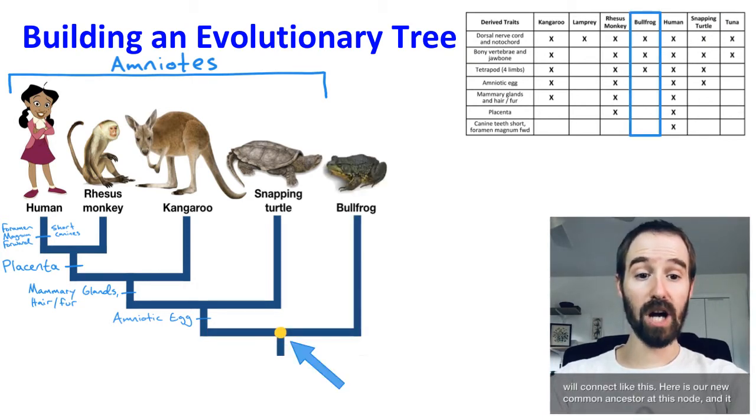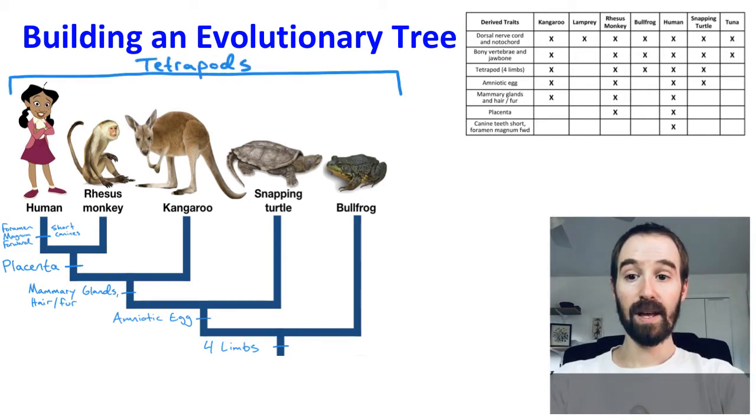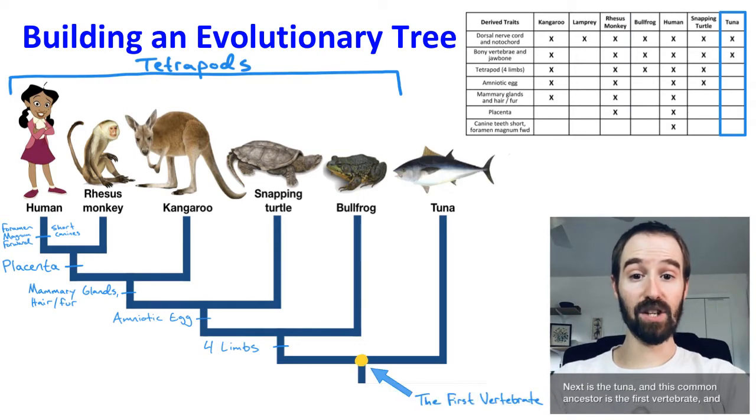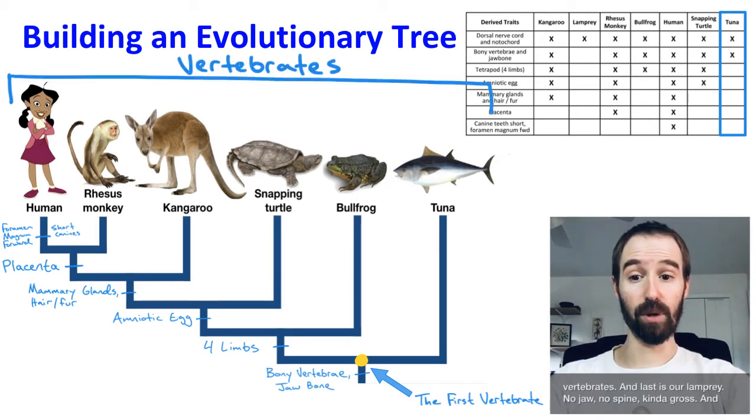Here is our new common ancestor at this node, and it was in this ancestor that the four-legged body plan first evolved, which defines this clade as the tetrapods. Next is the tuna, and this common ancestor is the first vertebrate, and also the first fish with a jawbone. This clade we formed represents the vertebrates.